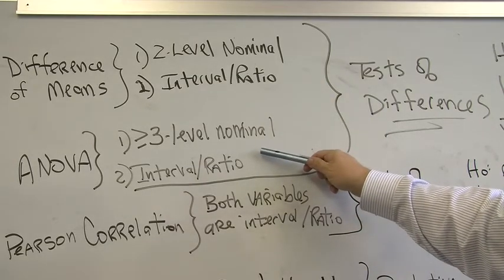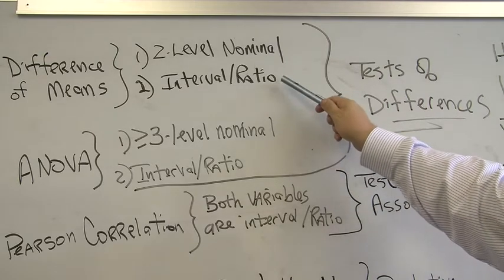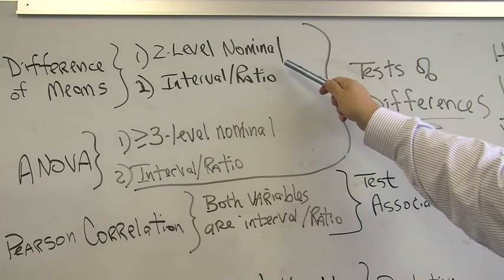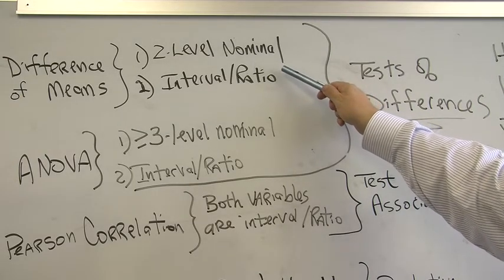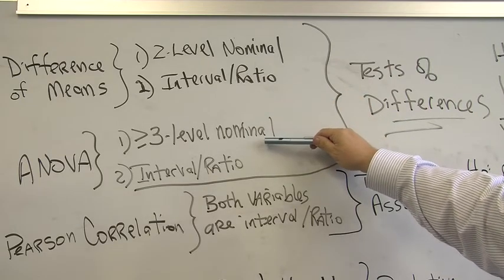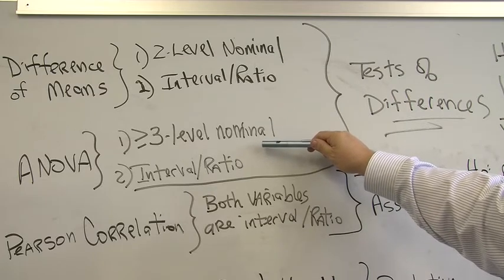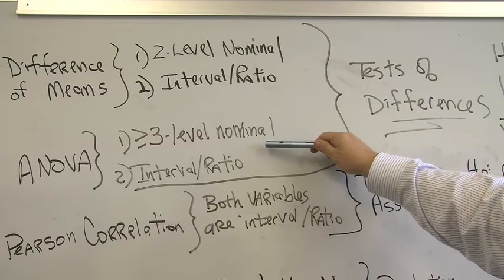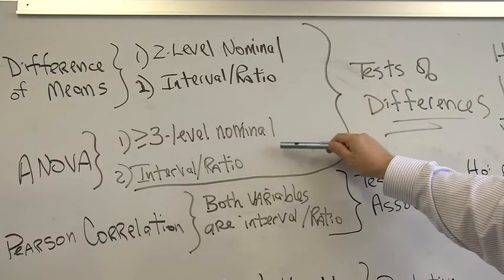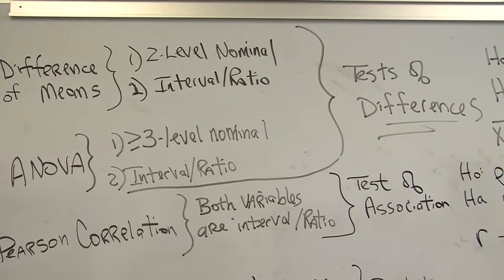And remember, the ANOVA in some ways is just an extension of the difference of means test. Here we can only assess whether two groups are equal to or different from one another. But when our nominal variable goes to three levels or more, in order to assess whether those groups are all equal to one another or different from one another, we have to do ANOVA. So difference of means test and ANOVA, you're going to view those as tests of differences.